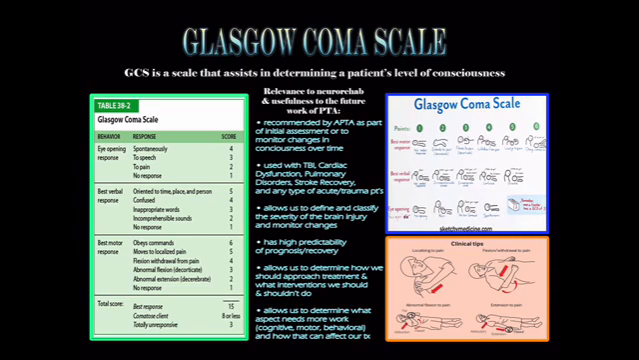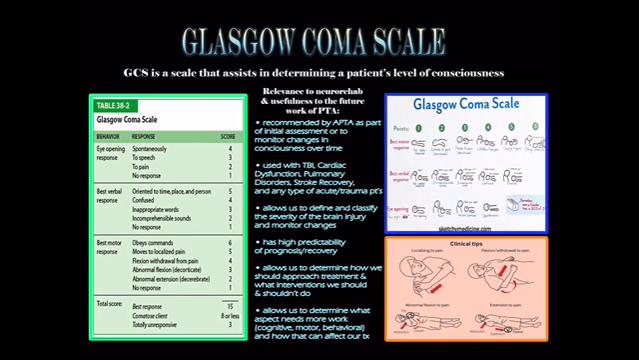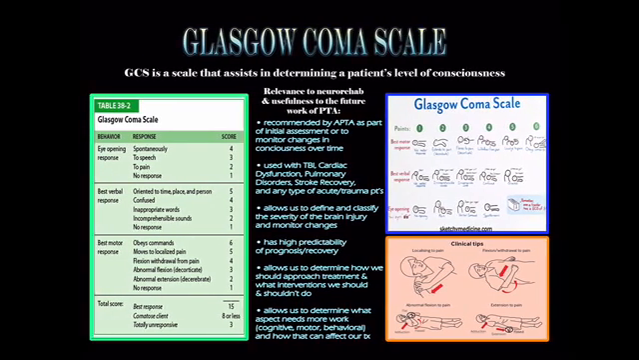Once you get all the scores, you will add them up. 8 or less would be a severe TBI or a comatose patient. 9 to 12 would be moderate, and then 13 to 15 would be mild. And then obviously 3 would be totally unresponsive, as it would mean that they got a score of 1 in everything.